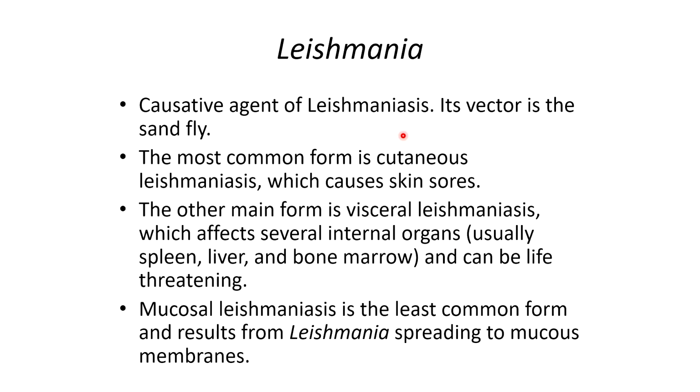So moving on to the last parasite of today, it's Leishmania. Leishmania is the causative agent of Leishmaniasis. The vector is known as the sandfly. The most common form of this disease is cutaneous Leishmaniasis, which just causes skin sores and skin lesions. There's another form known as visceral Leishmaniasis, which is when the parasite infects internal organs, usually the spleen, the liver, and the bone marrow, and when this occurs, it can be very life-threatening. There's also mucosal Leishmaniasis, which is the least common form, and this is when Leishmania parasites spread into mucous membranes.